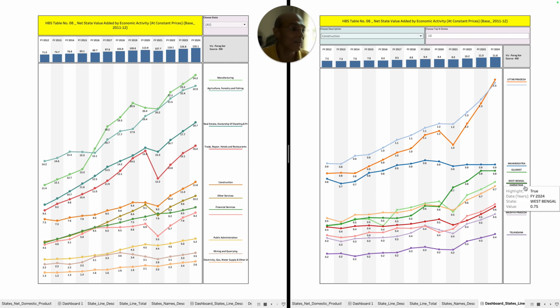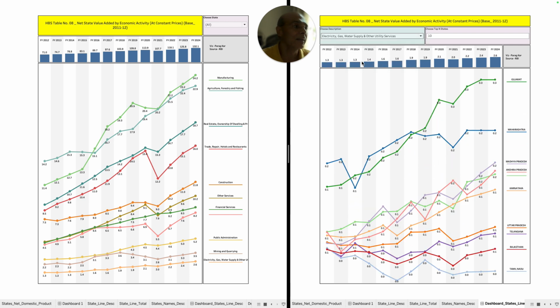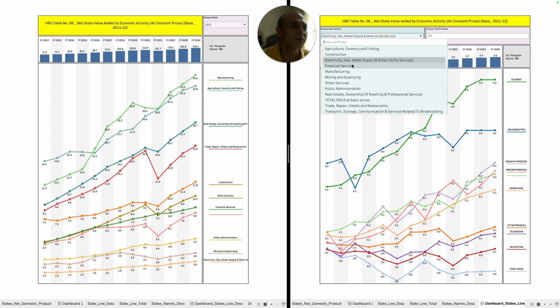Then we have West Bengal, where the activity has improved, and Karnataka has seen a rise after COVID, and the rest of the states have kind of plateaued. Then let's take electricity, gas, water supply and other utilities. Now this is a very small number. I think I should just neglect this because there is no point in talking about it.